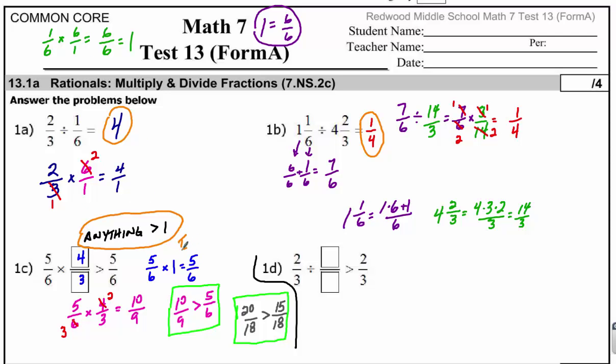And any fraction greater than 1 whole is called an improper fraction. So your answer to 1C is going to be some improper fraction. 1D, 2/3 divided by something is greater than 2/3. Well, logically, if we had to multiply by more than 1, it's logical we would divide by less than 1. And I'll show you why that's going to work. Let's just get this out of the way for a minute.